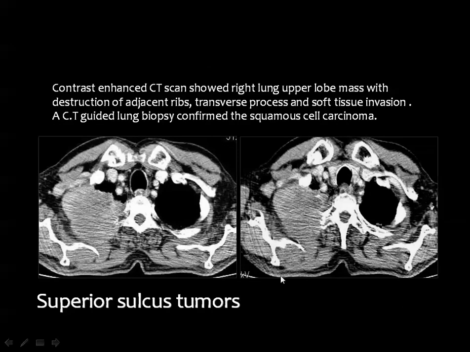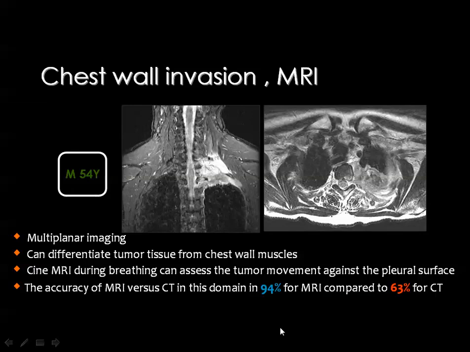You see a mass in the apex of the right lung, and this mass has extended outside the chest, invading the chest wall muscles with destruction of the related rib compared to the intact rib on the left side. Then MRI is one of the important tools for assessment or preoperative assessment of Pancoast tumor.